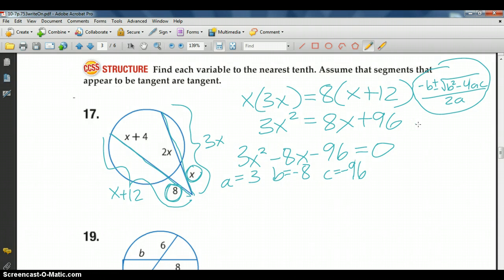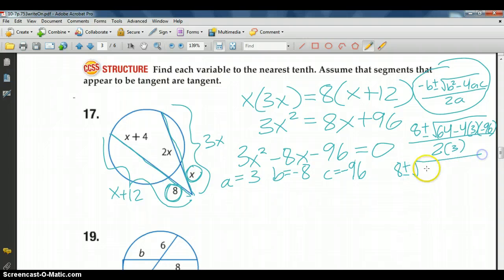So opposite of negative 8 is positive 8 plus or minus negative 8 squared is 64 minus 4 times 3 times C, which is negative 96, all over 2 times A, so 2 times 3. So let's just go through some steps of simplifying this. We would have 8 plus or minus 64. Negative 4 times 3 times negative 96 is positive 1,152 over 6.